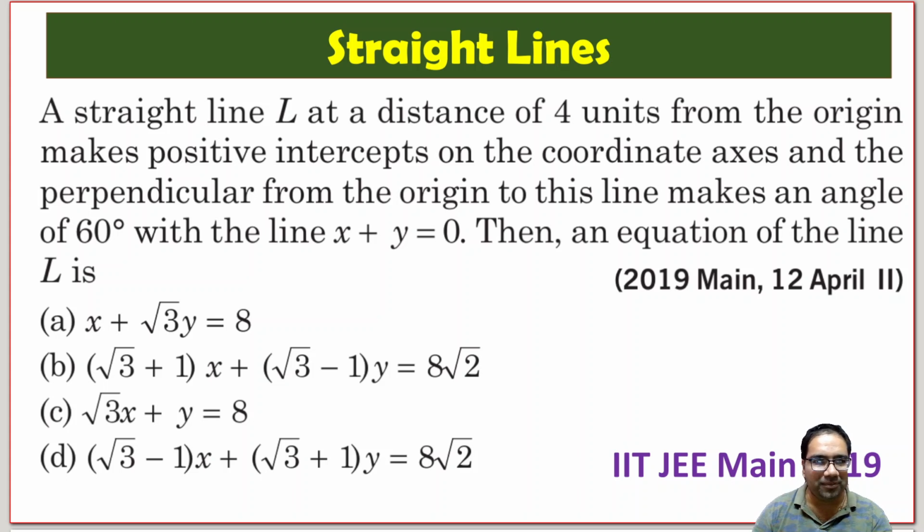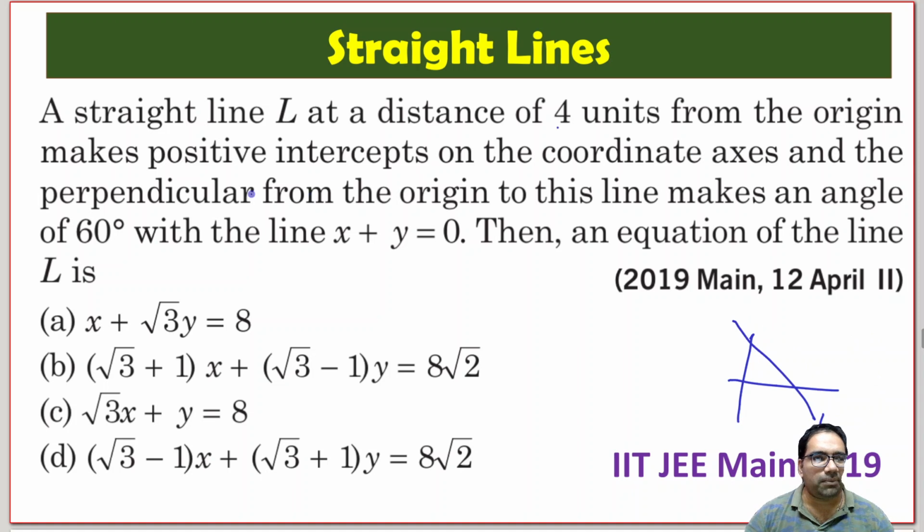Here is a nice problem. We are told that there is a straight line, some straight line L, which is at a distance of 4 units from the origin, and it is making positive intercepts on the coordinate axes. Right, so the straight line is something like this. This capital L is somewhere like this.